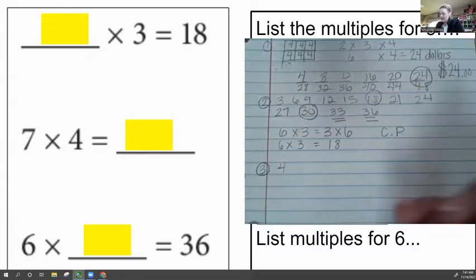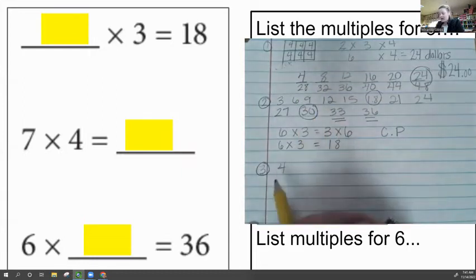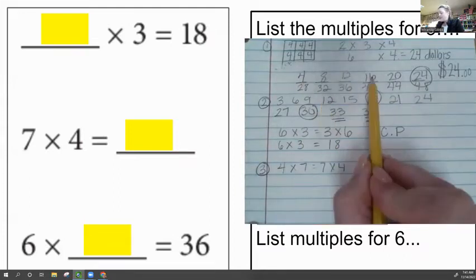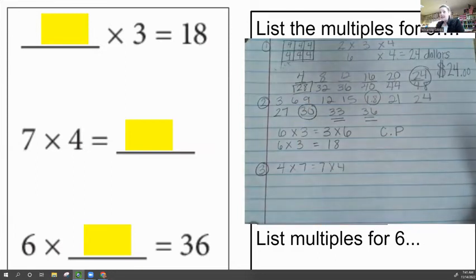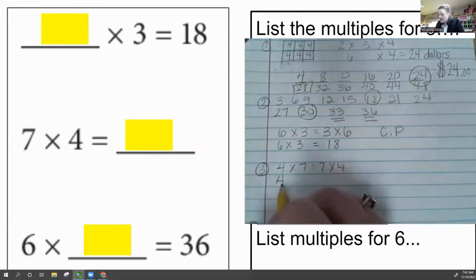It's just practice. So we needed 4 times 7, which is the same as 7 times 4. So 1, 2, 3, 4, 5, 6, 7. 7 times 4 is 28. So if 7 times 4 is 28, then 4 times 7 is 28.